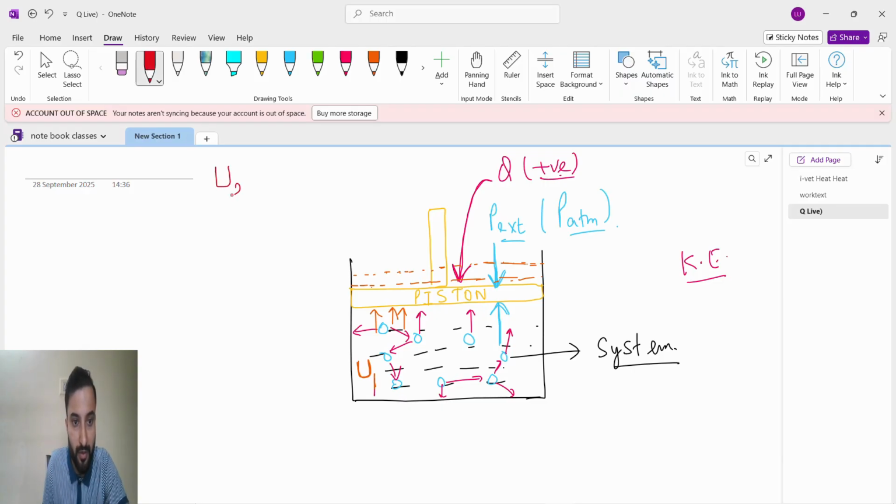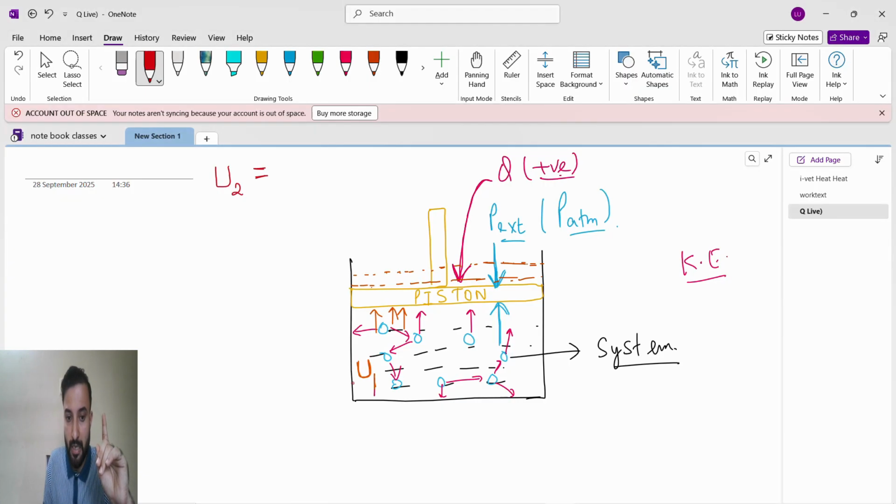So U2 means what? U2 means the final internal energy. Understand how we will write the U2, the final internal energy. Very important, guys. How we will write the U2, the final internal energy. Understand the thing.